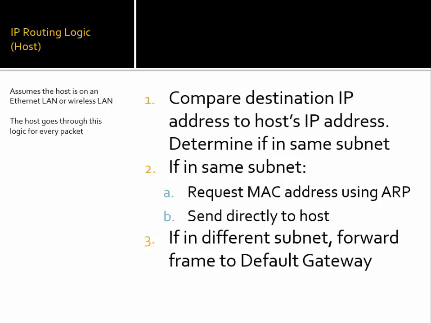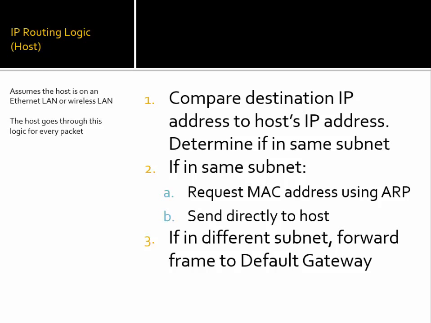First, we're going to make a couple of assumptions. First, that the host is on an Ethernet LAN, whether it's a wired LAN or wireless LAN. Second, that the host goes through this logic for every packet that it transmits. The host tries to make a determination if the destination IP address is in the same subnet as the host or not.